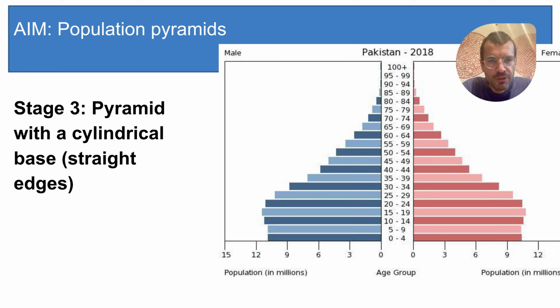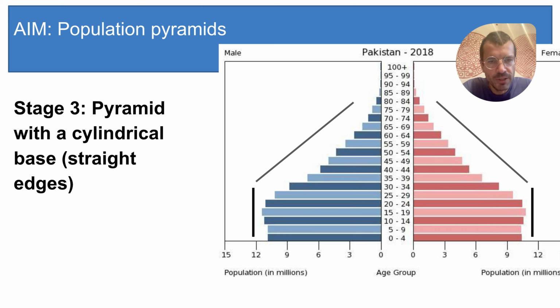The shape of a stage 3 pyramid is a cylindrical base with a pyramid on top. Unlike Niger, where the base slanted inwards, the base of a stage 3 country, and if you draw the lines you'll see, is straight on the sides. I call this a cylindrical base.